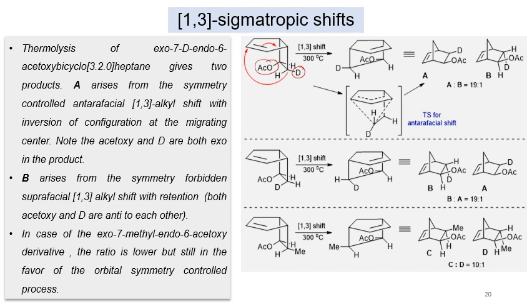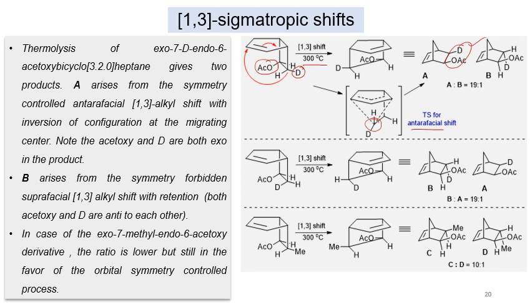Whereas after the reaction has taken place at 300 degrees, the deuterium and acetoxy are now exo and they are syn with respect to each other, or cis with respect to each other. Obviously, there has been an inversion at this particular center. So you can see here, this is the transition state for the antifacial shift, and this is thermal and it is a 1,3 shift. Obviously there has to be an inversion at this particular center. Therefore now these two are cis with respect to each other.